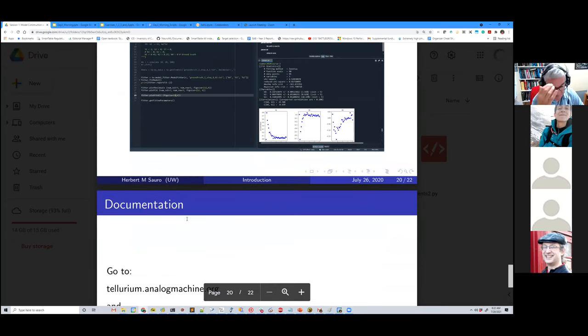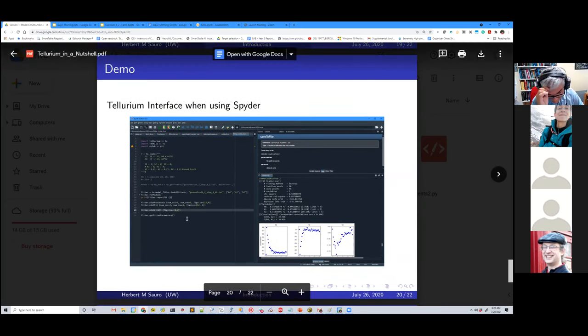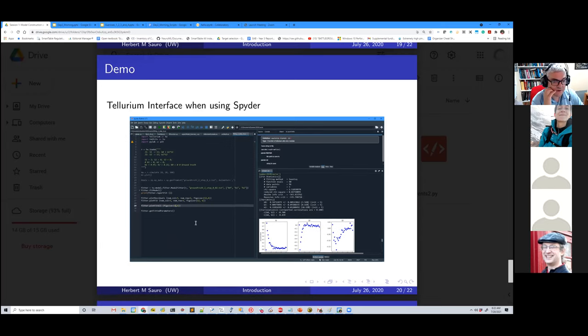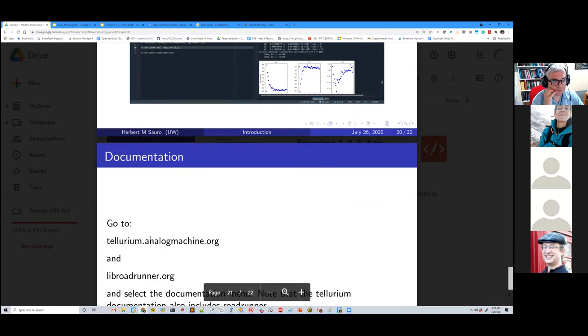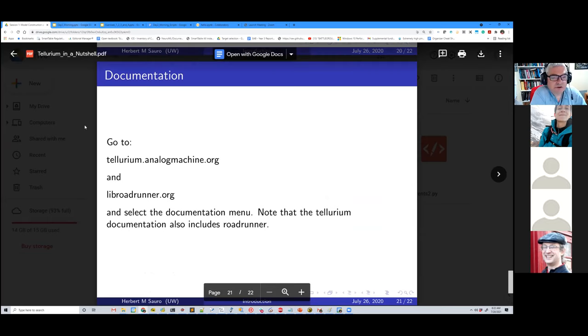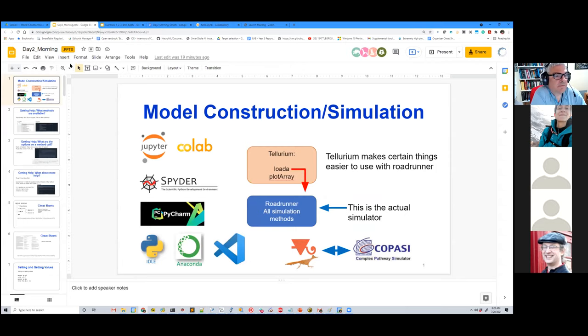This one here is just an image of Spyder. We'll talk a bit more about that on Thursday. This is what I tend to use. I tend to use it on the desktop, but everything is the same except it's not a notebook. That's all. And lots of documentation which we've mentioned already. Let's go back to this one, the main one.